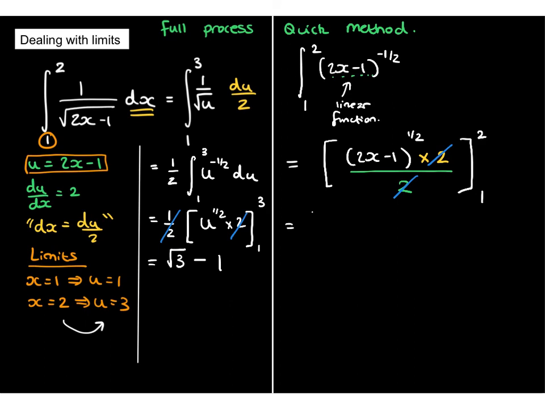So when I then substitute in, I've got 2 times 2 minus 1, which is 3 to the power of a half, take away, 2 times 1 take away 1, which is 1 to the power of a half, and I get root 3 minus 1 using this process here. So make sure you understand the difference between what I've done in each process and why each method has led to the same answer. In the first method, I changed the variable to u, which meant I needed to change the limits to u as well. In the second process, I just carried out the integration using the quick method, which is known as inspection.